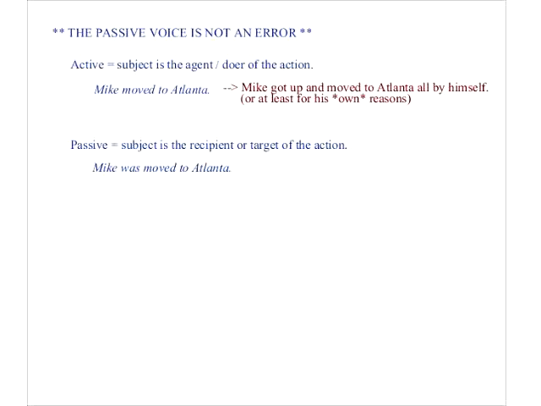It just means that, like, a company or something, so Mike's company or employer or family or whoever else moved him, or made him move, to Atlanta. Okay, this is the difference between the active and the passive voice. It's not an error, and in fact, there's not even a preference.